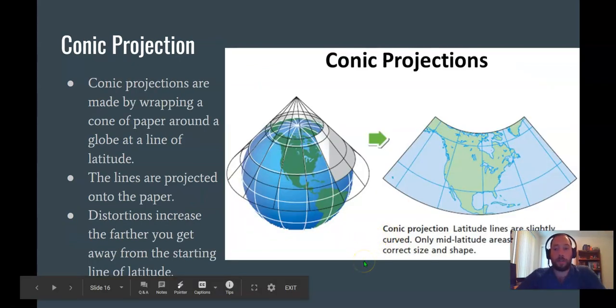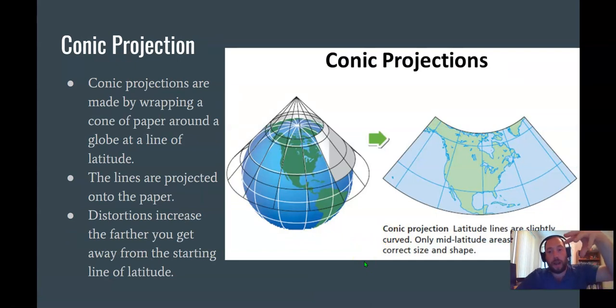Next we have the conic projection, and these are actually made by wrapping a cone of paper around a globe at a specific line of latitude, and the lines are projected down onto the paper. The distortions increase the farther you get away from the starting line of latitude. So in this example, you can see that the paper actually comes in close contact with about the central United States. So right across the center of this map is going to be the most accurate. But the farther you get away from that central area, the more distorted things begin to be.